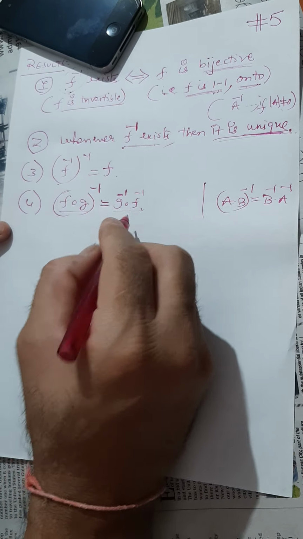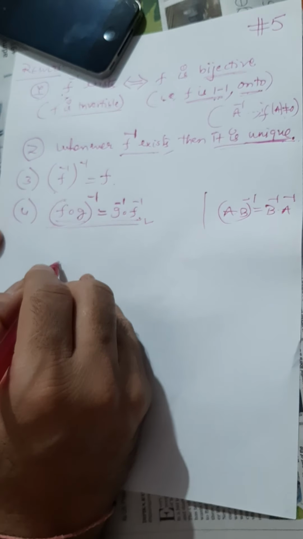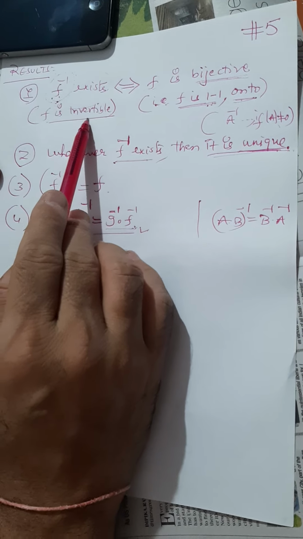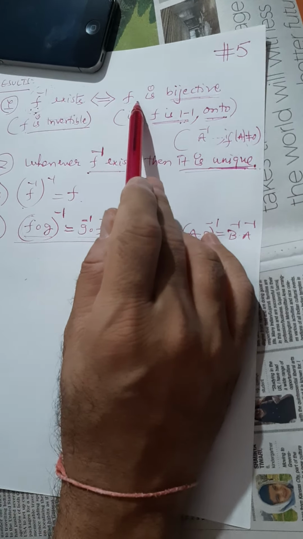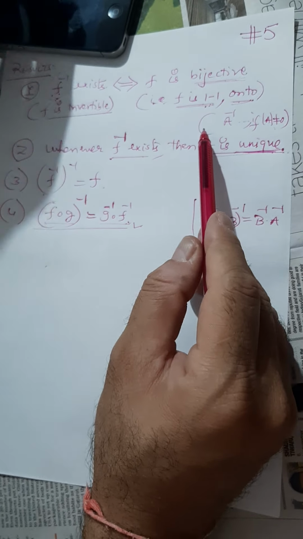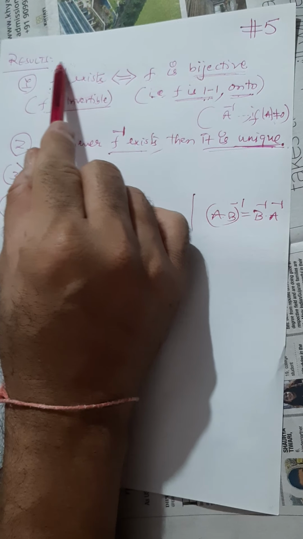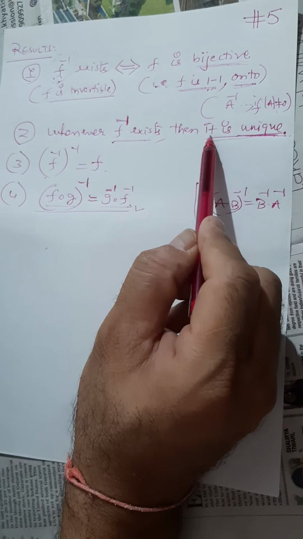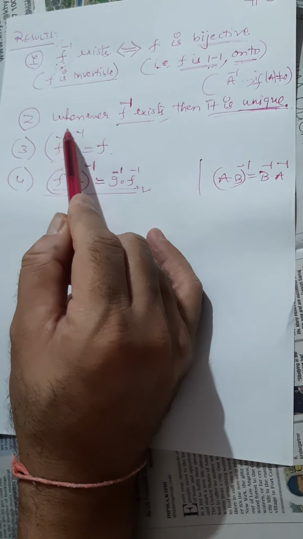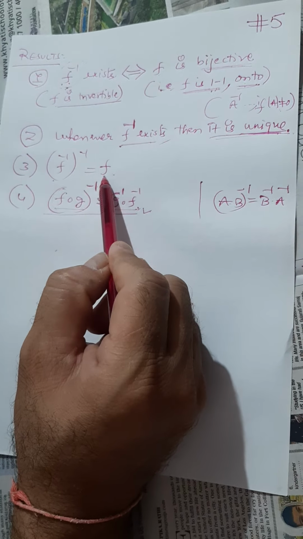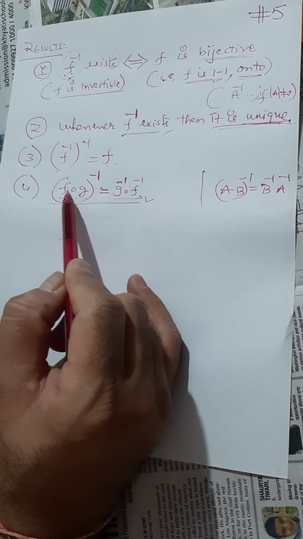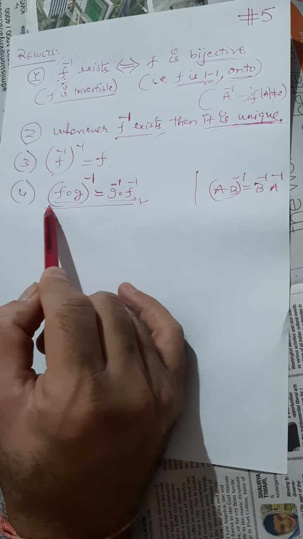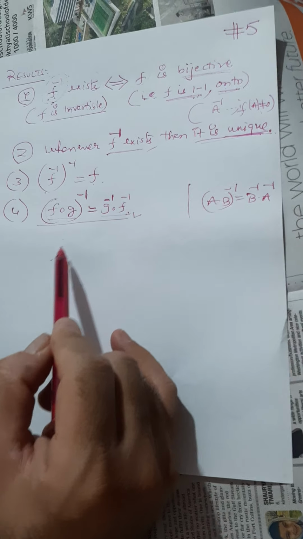(f o g) the whole inverse equals g inverse o f inverse. This is a very important result. For any two functions this is always true. First one, this is a condition. f is invertible, that is, the inverse exists, if and only if it is bijective, 1-1 and onto. So whenever you check whether a function has an inverse, you check whether it is 1-1 and onto or not. The inverse is always unique if it exists. If you find the inverse of a function twice, you will get the function itself. And (f o g) the whole inverse gives you g inverse o f inverse. This is always true for any two functions, remember.